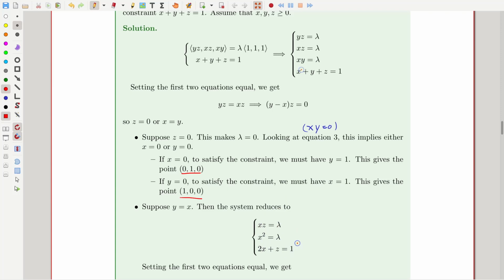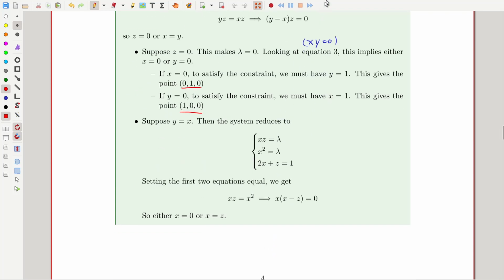So in particular, two of the branches combined. These two equations became the same equation, xz equals lambda. And then you can see that the xy became x squared, and the x plus y became 2x. Okay, so our system reduces to this, and so we're now considering this.